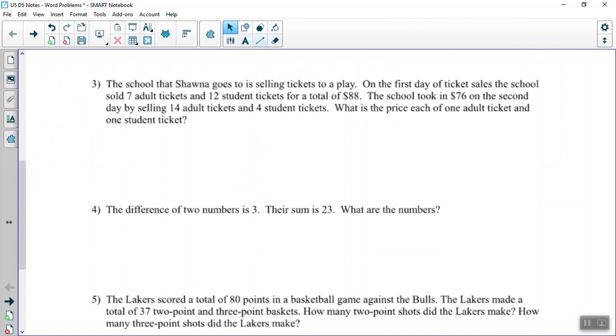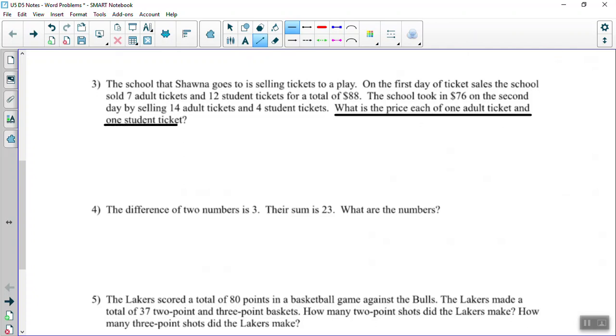So let's start with the question so that we can identify or define our variables. Now I keep using X and Y, but it really does not matter which ones you use.